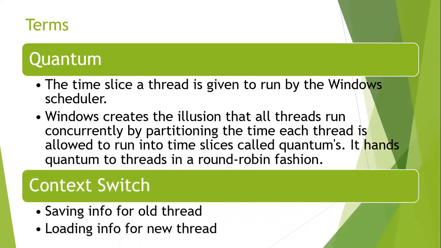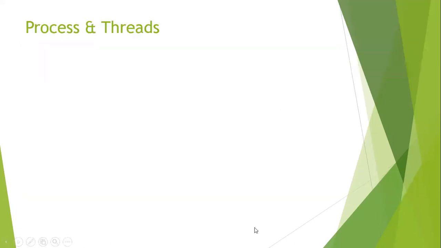So the context switch means saving information for the old thread and loading information for the new thread. That's what we were talking about. Whenever a thread completes its quantum of 4 milliseconds, it will write the current execution context of the thread into the pointer. And when it is loaded, that context will be loaded back and executed on the CPU.